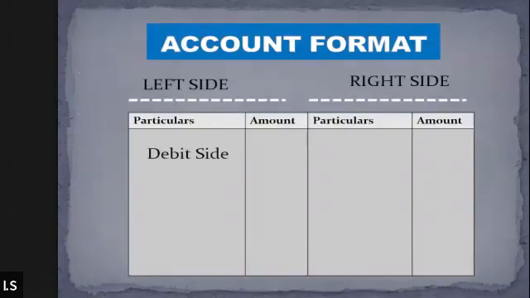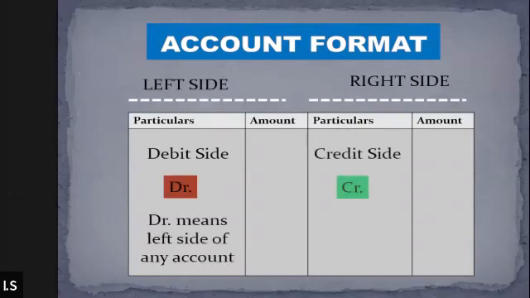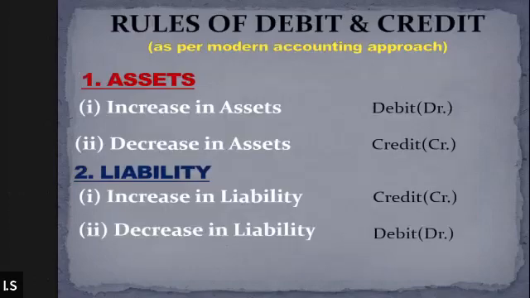After that, we understood the format of the account, wherein I've told you that there are two sides of an account, left and right side. Left side is called the debit side, and the right side of the account is called the credit side. Then we understood the various rules of debit and credit relating to the modern accounting approach.